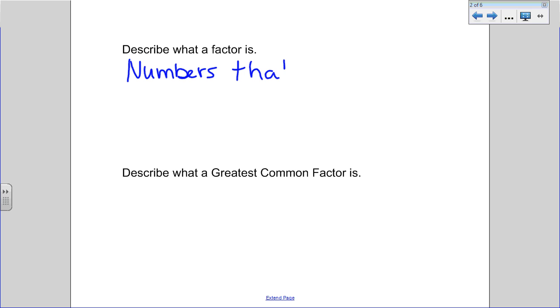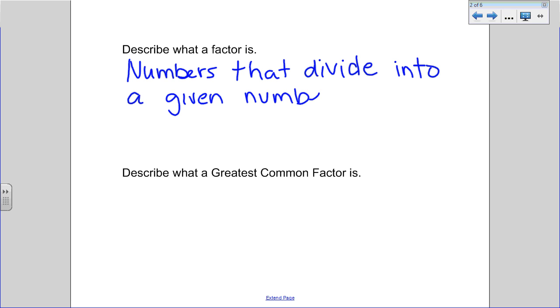that divide. Are we supposed to write this down? What do you think? Yeah. Where at? Thank you, Bree. That divide into a given number. So 2 and 3 are factors of 6 because 2 and 3 multiply to give me 6. But also 2 and 3 divide into 6.